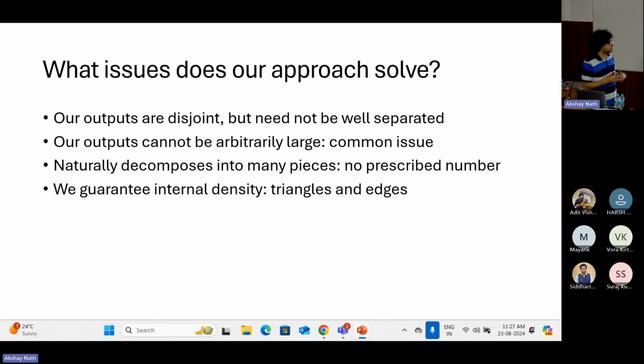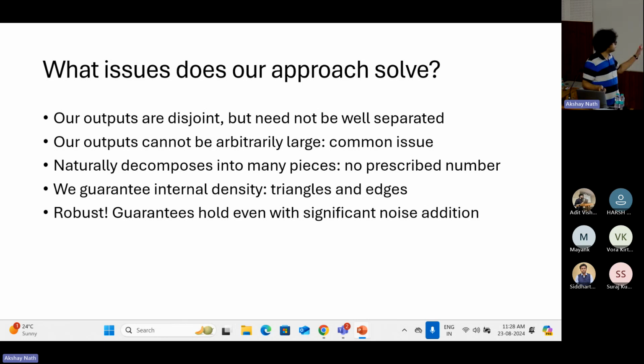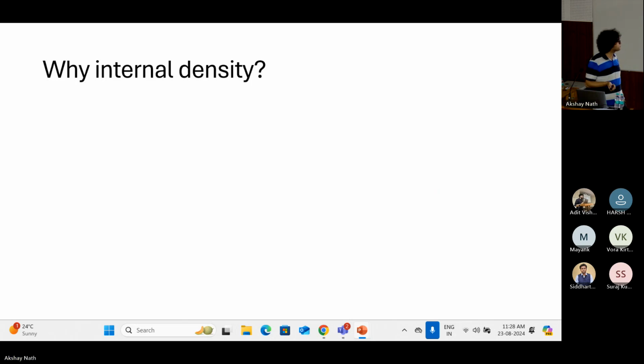And we guarantee internal density, which is not particularly common among other methods. And we do this in terms of both triangles and edges. So before I go into the details, I'll quickly first go through, okay, yeah, it also is robust in a sense, but I'll first talk about what I mean by this internal density thing.